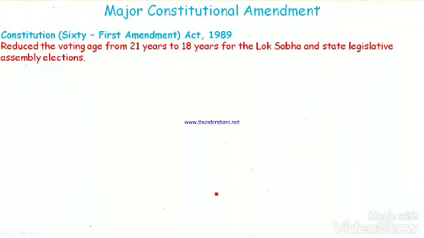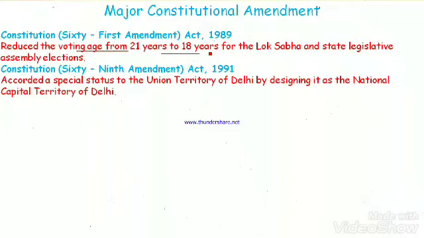Now let's talk about other major constitutional amendments. That includes the 61st Amendment Act 1989, which reduced the voting age from 21 years to 18 years for the Lok Sabha and State Assembly elections. Then the next one is the Constitution 69th Amendment Act 1991, which accorded a special status to the Union Territory of Delhi by designating it as the National Capital. For example, Arvind Kejriwal is the Chief Minister of Delhi.